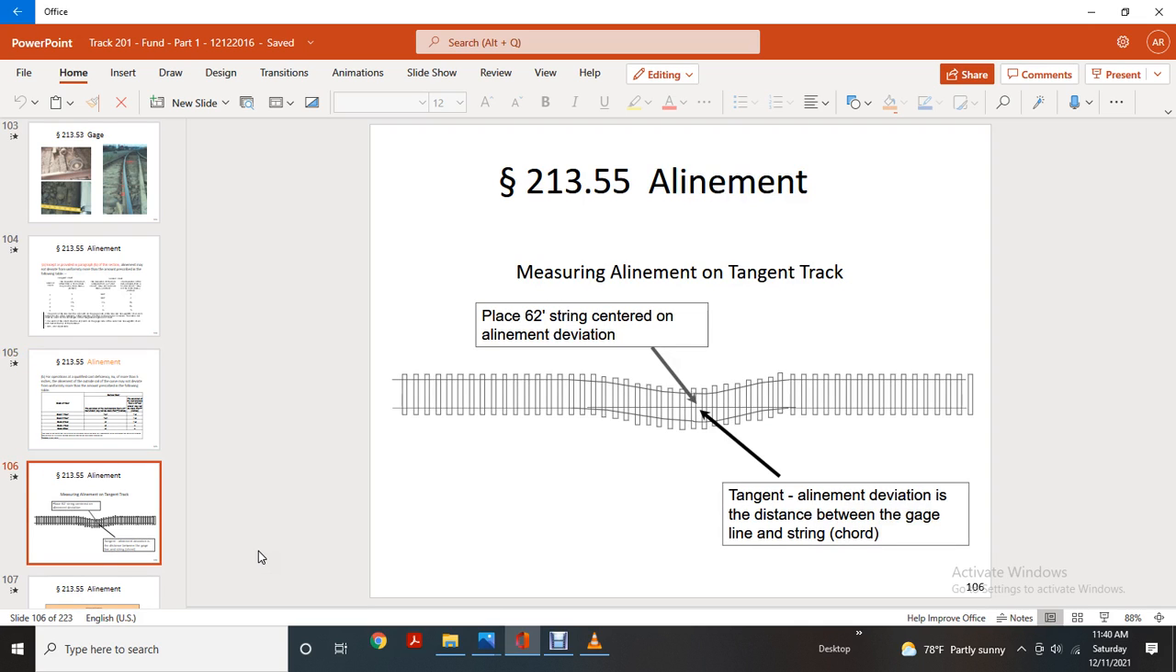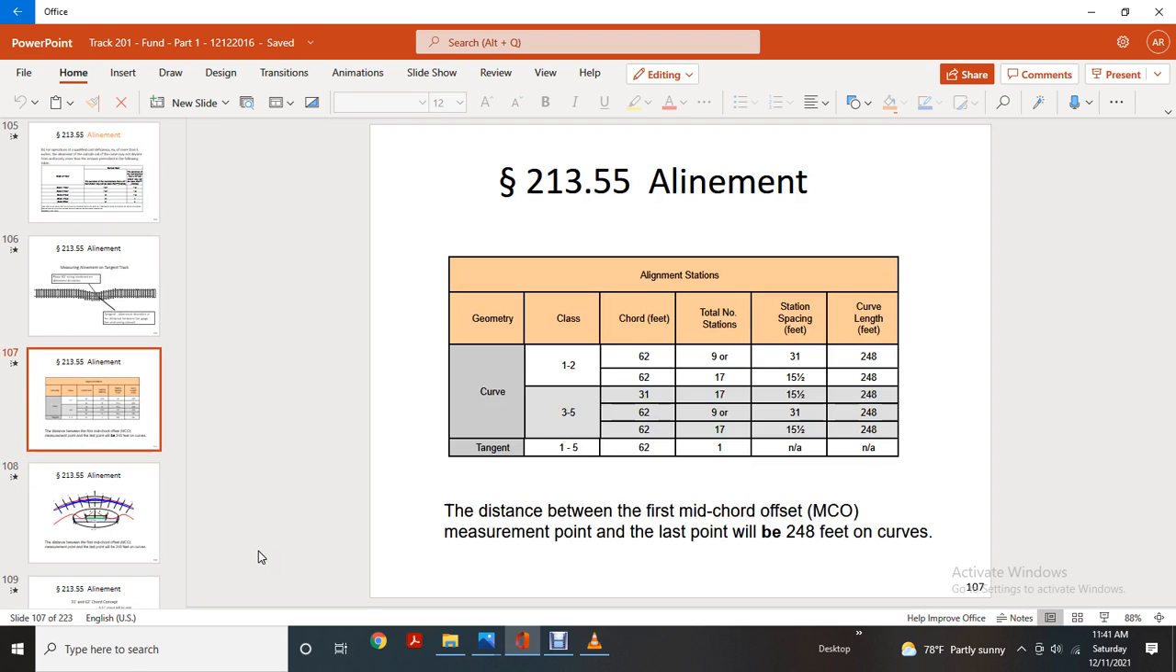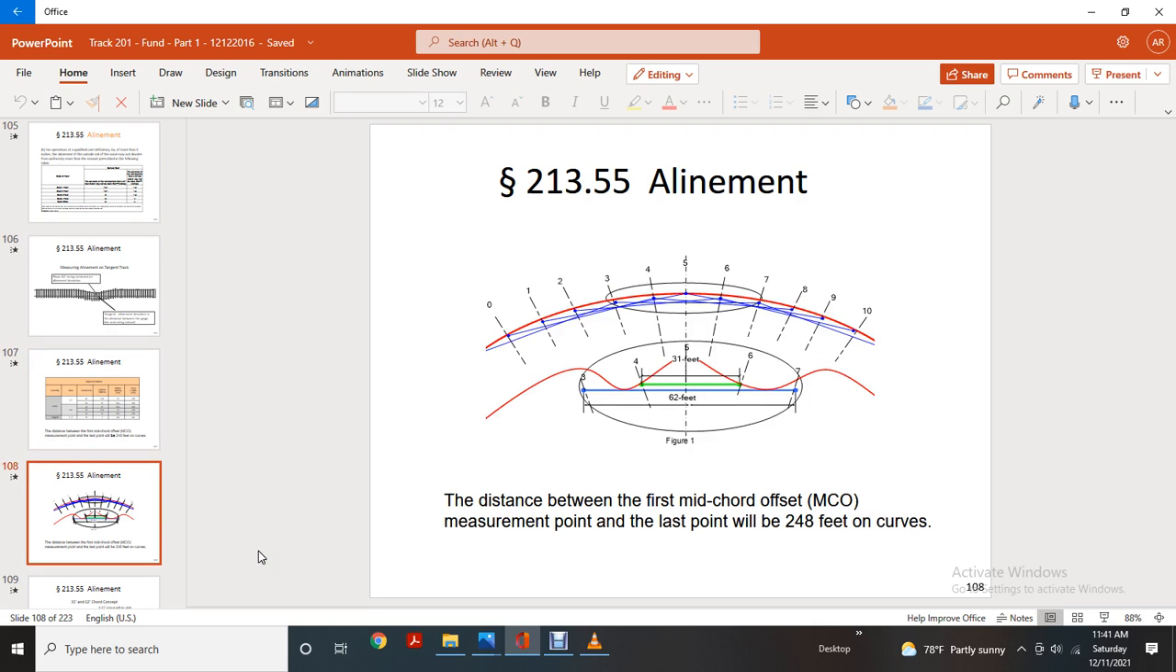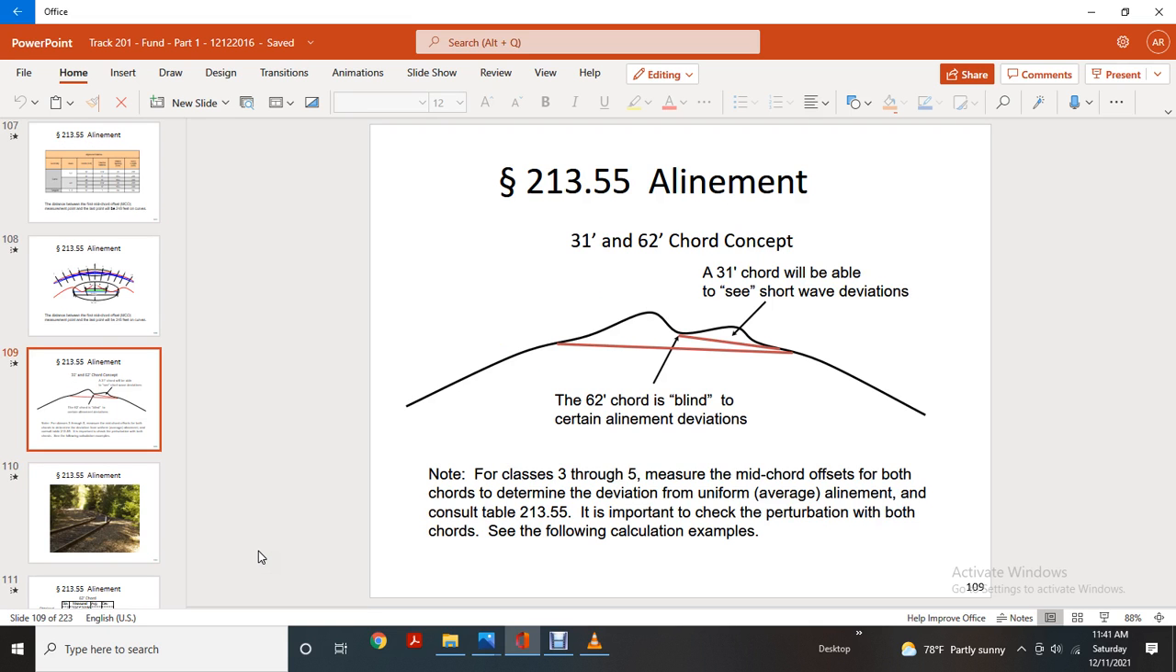Measuring alignment on tangent track: place a 62-foot string over the center of the line. The deviation of tangent alignment is the distance between the gauge side of the line and the string chord. Alignment geometry: the chord in feet, the total number of stations, the station spacing in feet, the curve length in feet, and curve and tangent. The distance between the first mid-chord offset (MCO) measurement and the last point is 248 feet on the curve. Alignment, 31 and 62-foot chords.